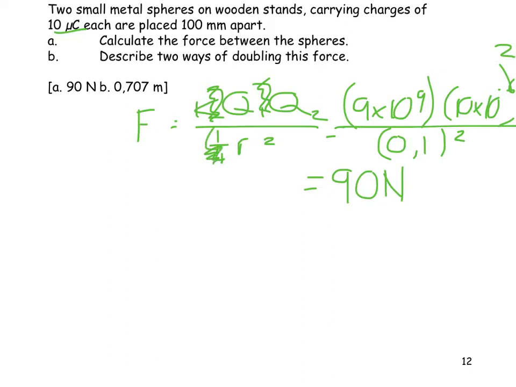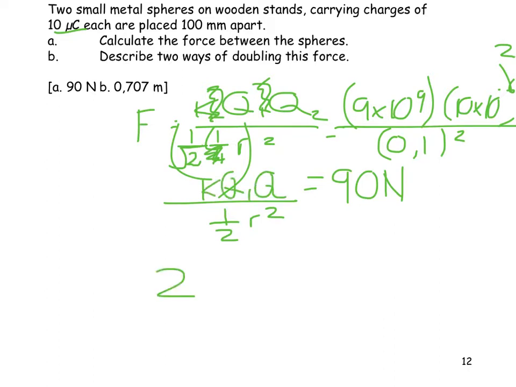So I actually need to decrease the radius by a factor of √2. I mean, that sounds a bit weird, but that's what you have to do, because when you square that, you get 1 over 2r squared in the denominator, and therefore that's twice the original force.